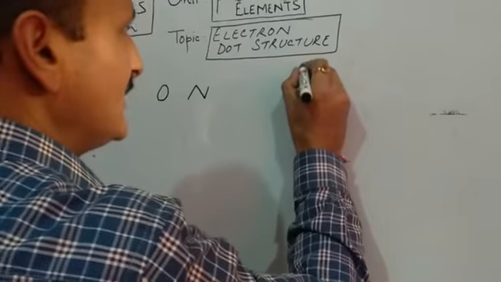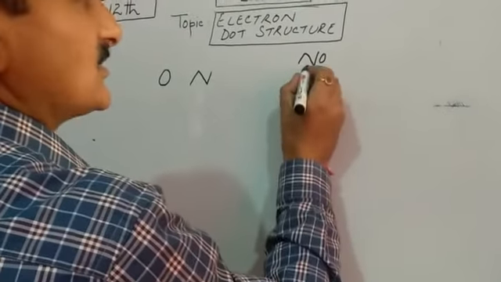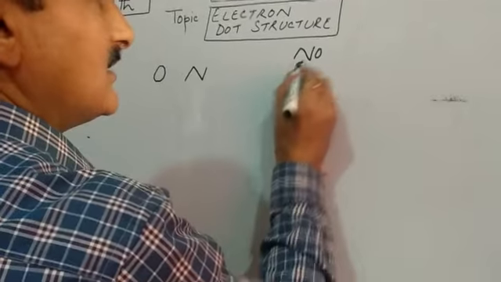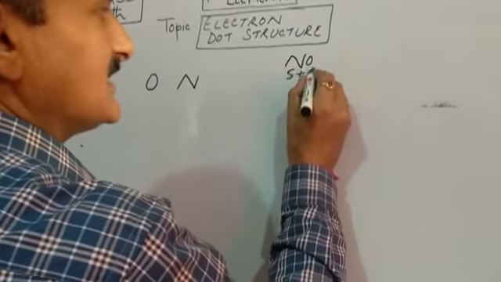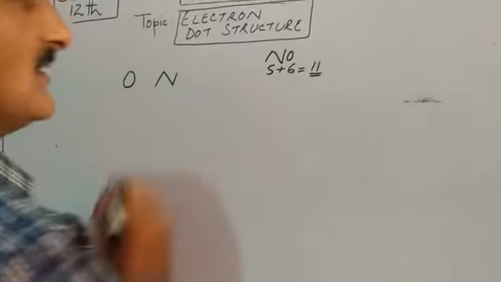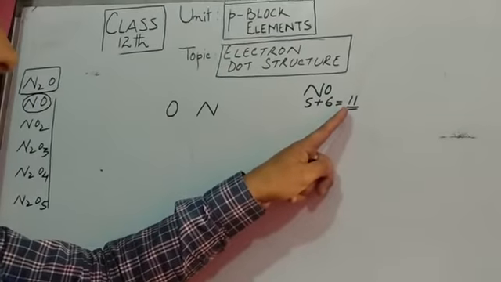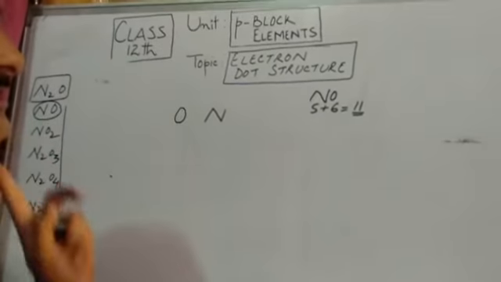Then the second point is, this is NO. Number of valence electrons: nitrogen has 5 valence electrons, plus oxygen has 6 valence electrons. So how many valence electrons? 11. So we have 11 valence electrons available for drawing the electron dot structure.